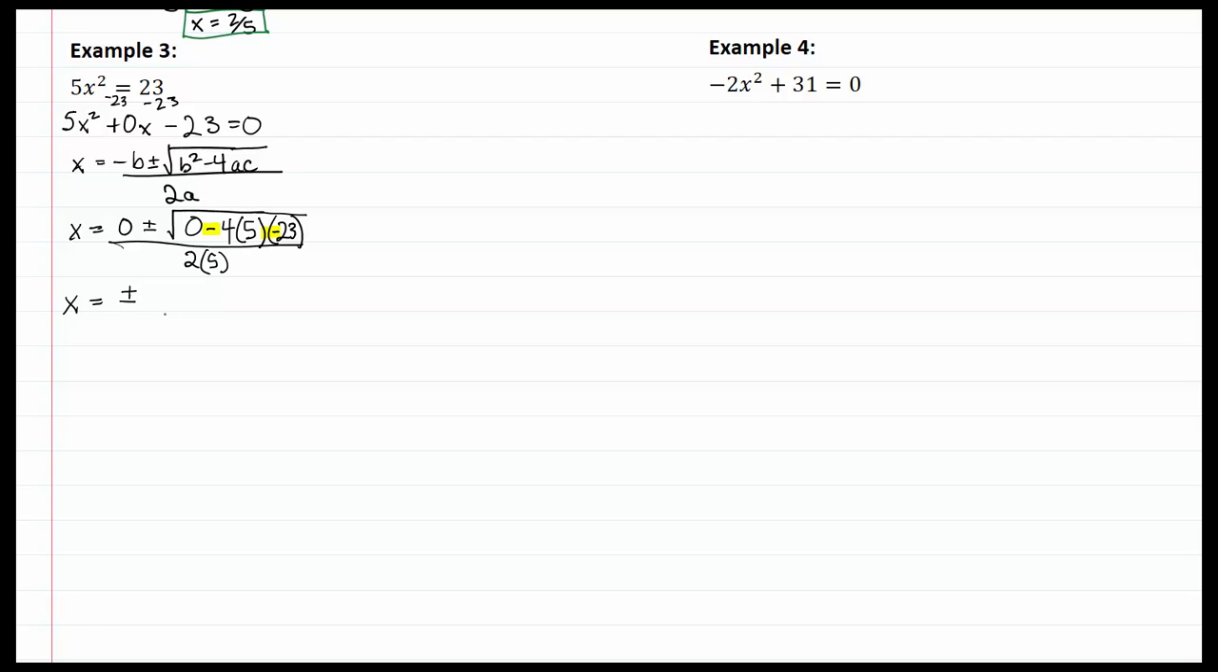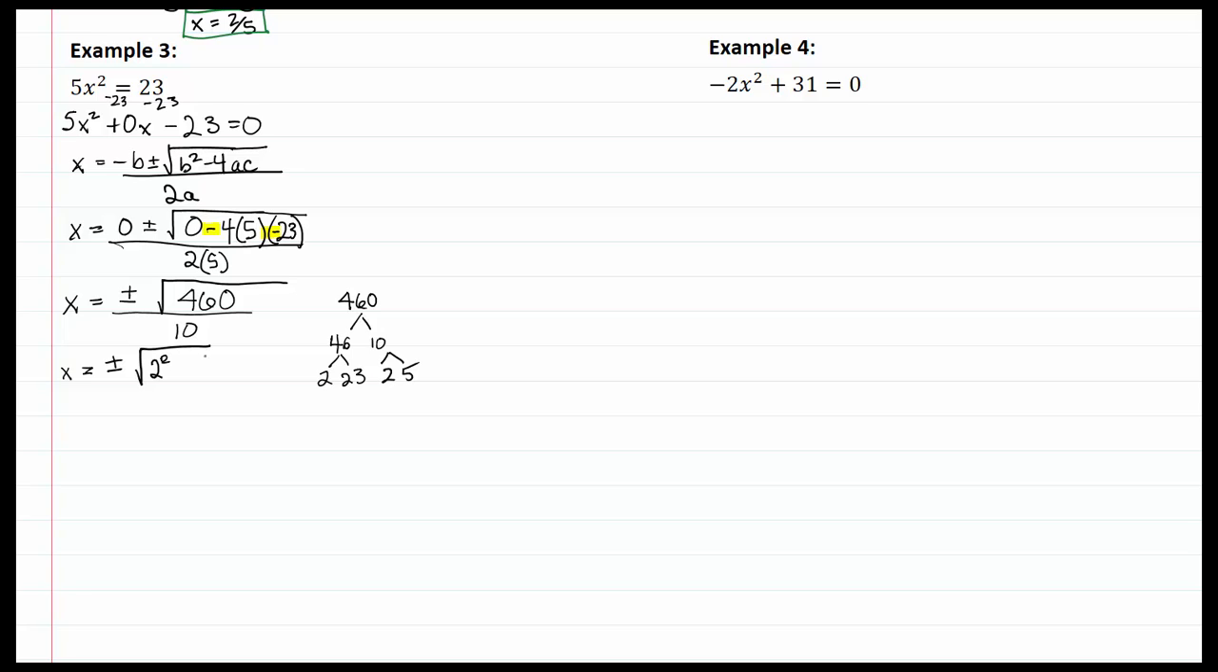And then all over 2a, and now we've plugged everything in, we can just simplify. I don't even need that 0 anymore, or the 0 inside the radical for that matter. A negative times negative is a positive, so I've got 4 times 5, which is 20, times 23, all over 10. So we've got 460 here. We're going to need to figure out what this will factor to. 46 and 10 is the easiest one to start out with. 2 and 23, 2 and 5. 23's prime, 5's prime, 2's prime, so now we know what's in that radical.